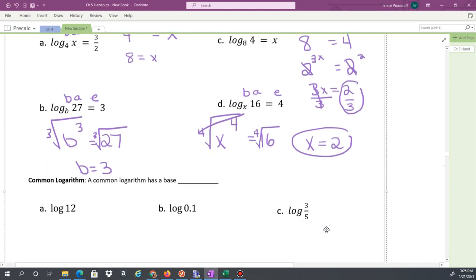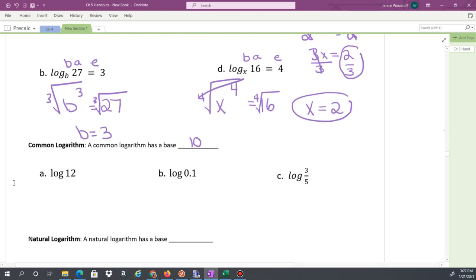Okay, let's move on to common logarithm. Common logarithm is that log button in your calculator. Common logarithm has a base of 10. So log 12 is a common logarithm here, log with a base of 10. You can evaluate that in your calculator. Let me show you in a second.